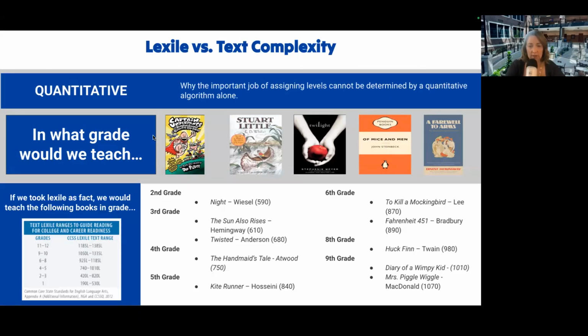And here's another look at that. Hemingway's The Sun Also Rises was written at a third grade Lexile. The Handmaid's Tale was written at the Lexile of a fourth grader. Kite Runner was written at the Lexile of a fifth grader. So although maybe a 10-year-old or a fifth grader can decode the words in Kite Runner, by no means should he or she be reading that text. It's not age or developmentally appropriate. Diary of a Wimpy Kid is actually written at a higher Lexile and is still one of the most popular books for second through fourth graders.